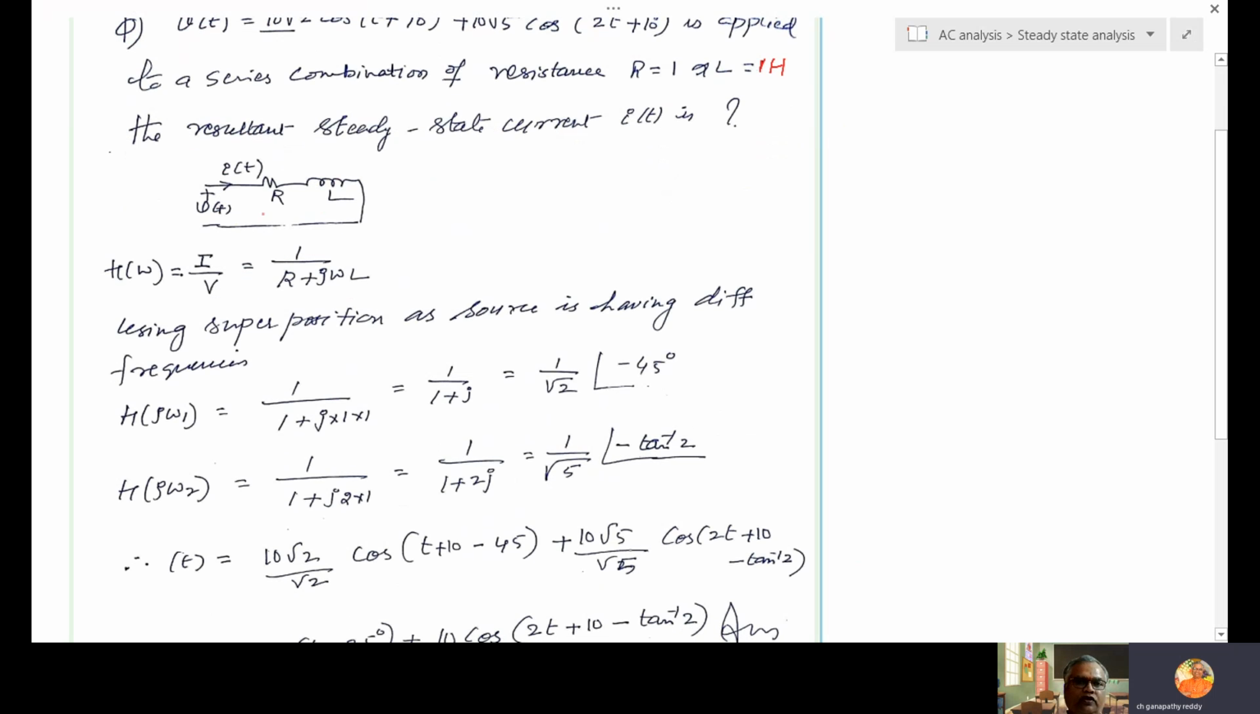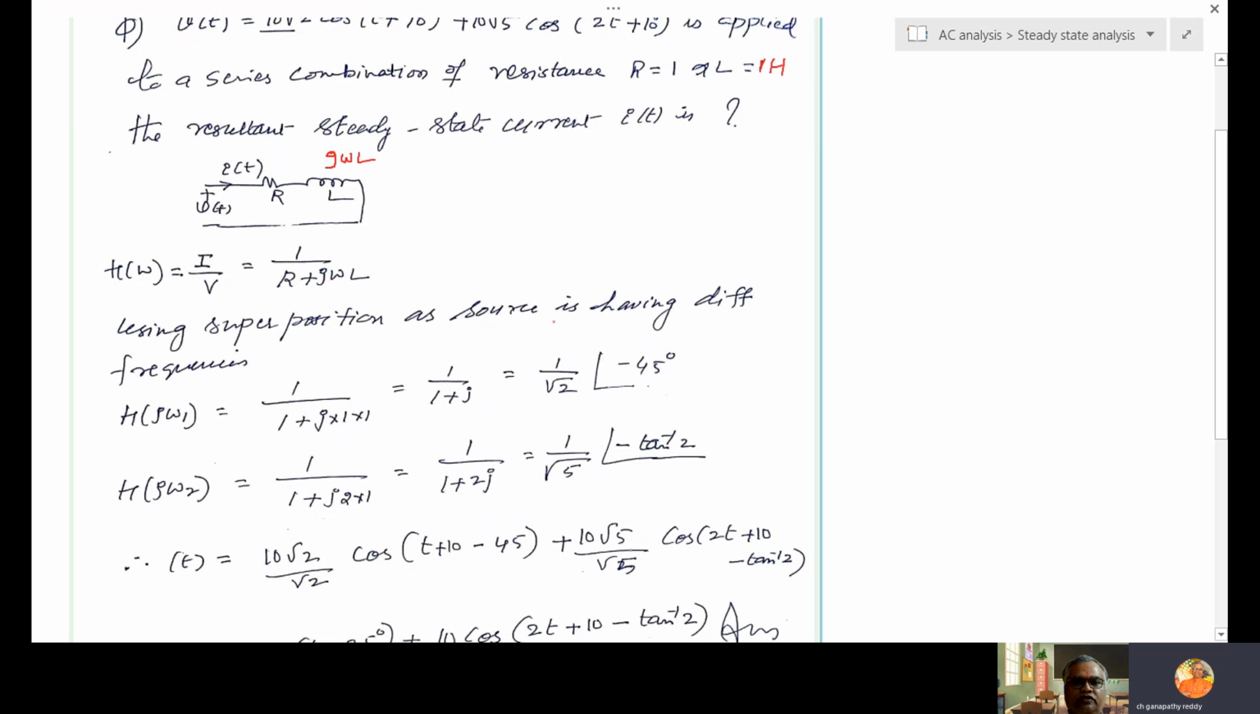Here in this circuit, what is the input? v of t. What is the response? i of t. How do you get the transfer function? Transfer function is nothing but the ratio of Laplace transform of output by input. What is the output? I. What is the input? V. So it is nothing but I by V you have to find. So 1 by R plus j omega L. This R is already there. Inductive reactance is j omega L. So what is I by V? 1 by R plus j omega L.